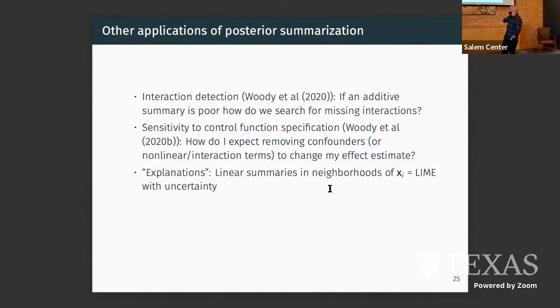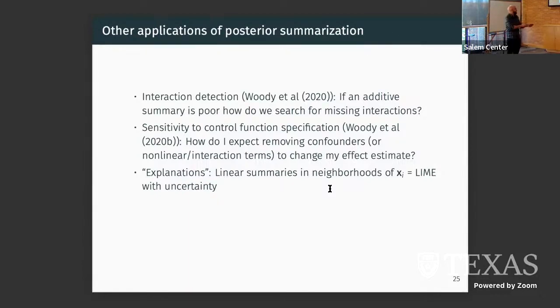Sensitivity to control function specification. This is sort of an interesting case. How do I expect removing confounders or control terms, or adding nonlinear terms, or taking nonlinear terms away, how do I expect that to change my estimate of treatment effects? That's kind of a cool application of posterior summarization. Again, it solves a lot of problems that people try to solve right now with big regression tables. I can use it to try to explain what my model is doing.